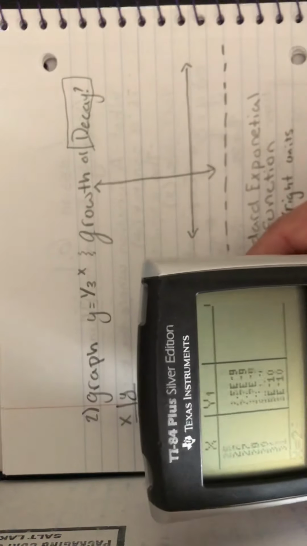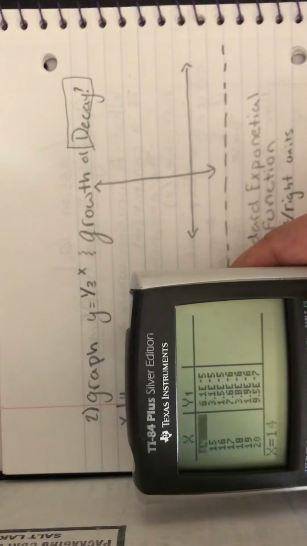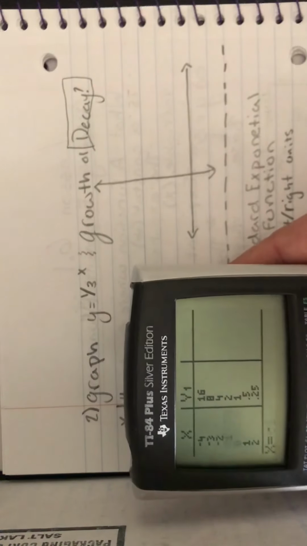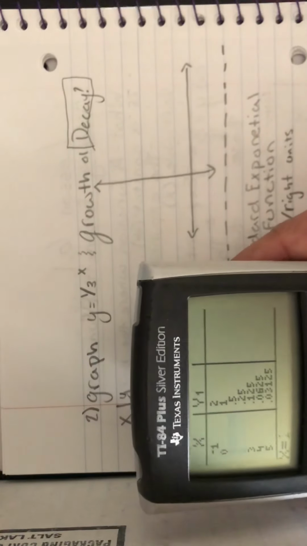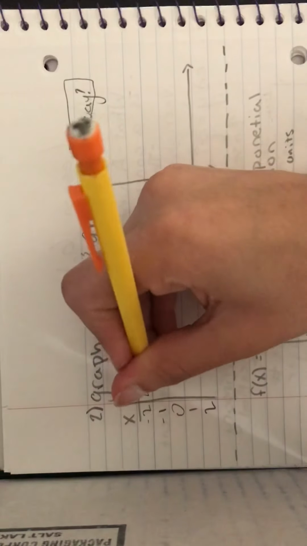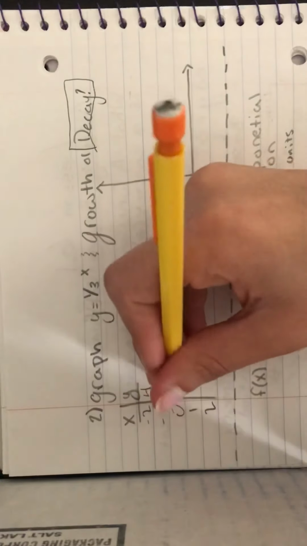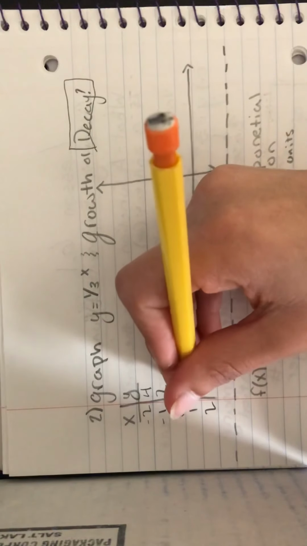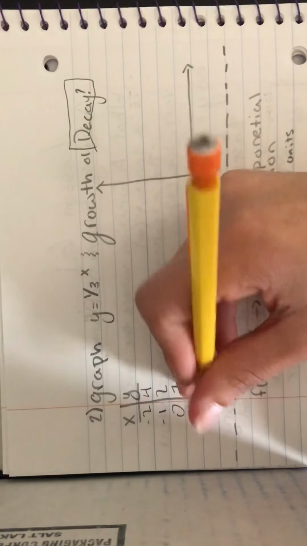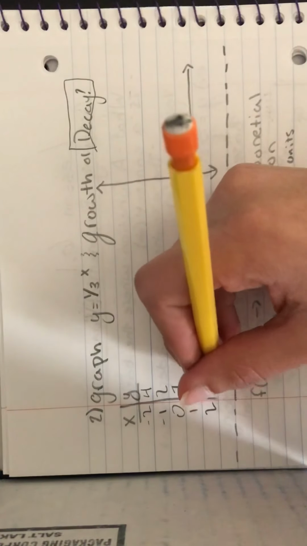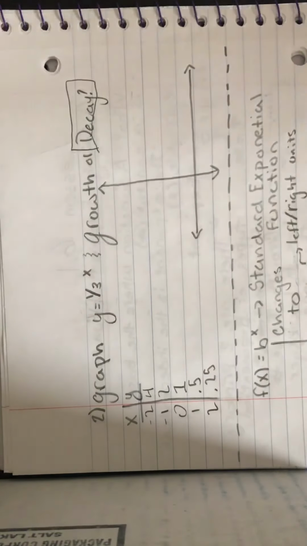And here it is. This is our table, our graph, and it has all of the points that there would be. So we're just going to go back to the points that we have chosen, which are right here. So -2, 4, -1, 2, 0, 1, like always. 1 is 0.5, and 2 is 0.2.